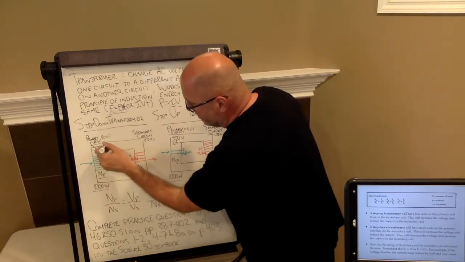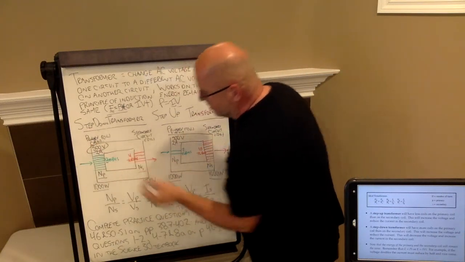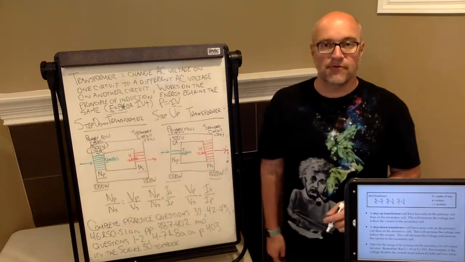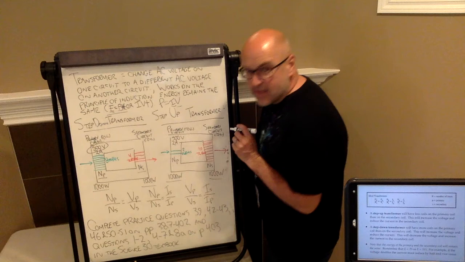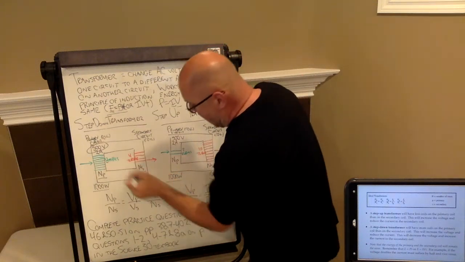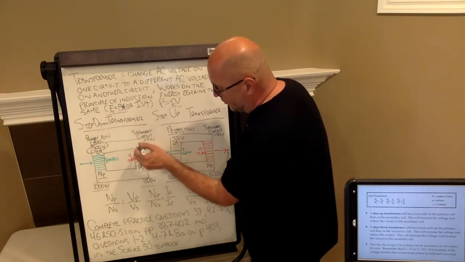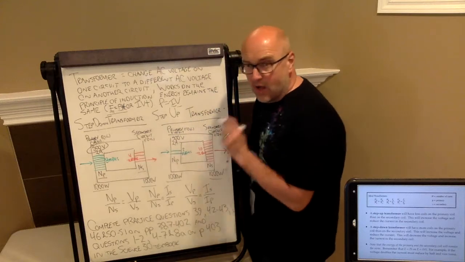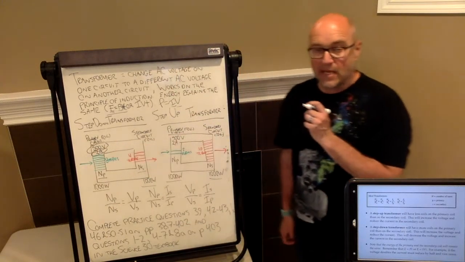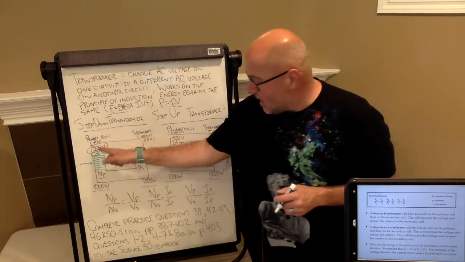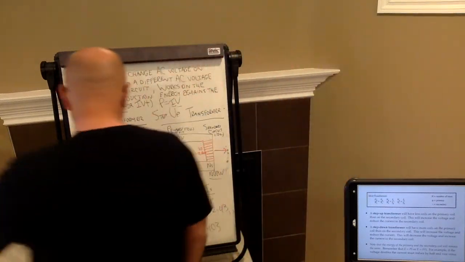So in this case, this would be VP over here. VP would be 500 volts. In the case of IS and IP, same idea. IS is going to be the current on the secondary coil, and this is going to be my IP. So right now, I'm just going to maybe make a note of these.